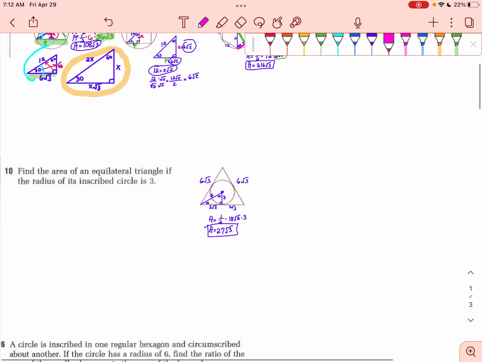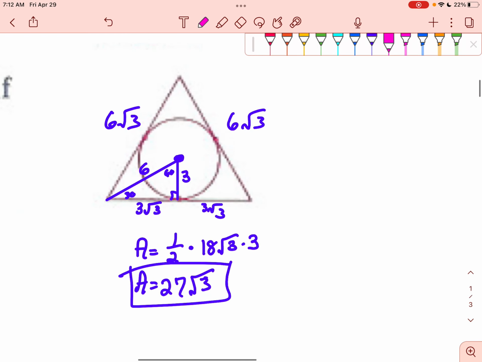Let's look at number 10. So find the area of an equilateral triangle if the radius of its inscribed circle is 3. So again, fancy words, all they're telling you essentially is you have a triangle, and this apothem right here is 3.